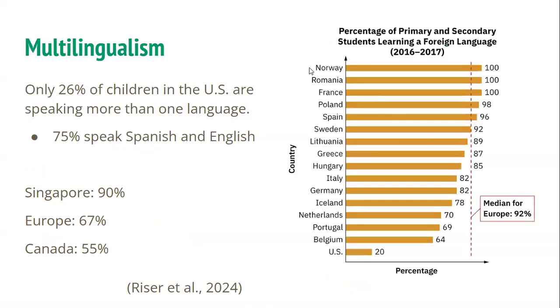And next, okay, I'm going to talk about multilingualism. Fact, only about 26% of children in the United States can speak more than one language. And of those 26%, most of them are speaking Spanish and English. But in other countries, you see that children speak more than one language. You see this in Asia and in Europe. And I mean, Canada has 55%.